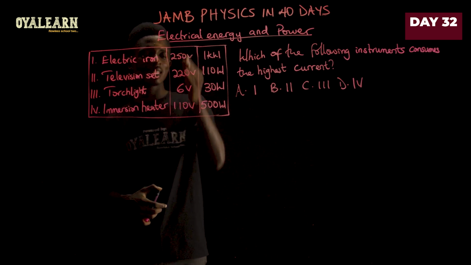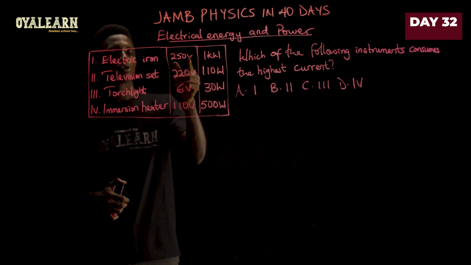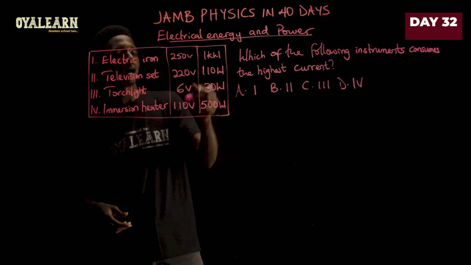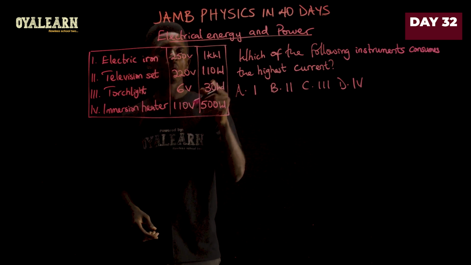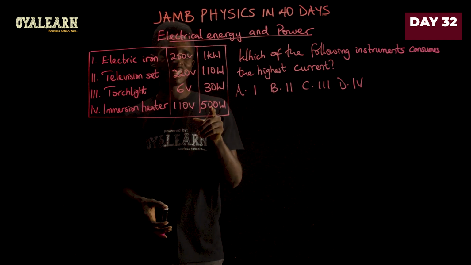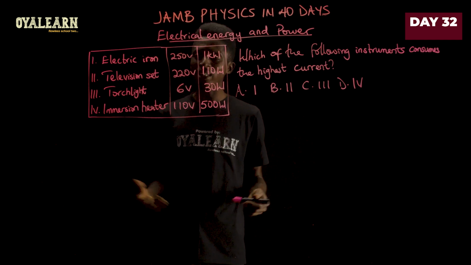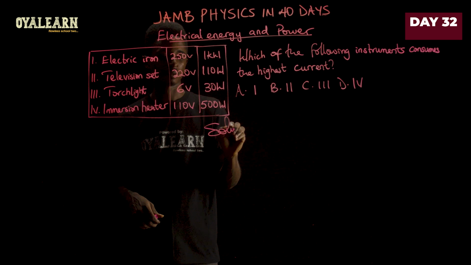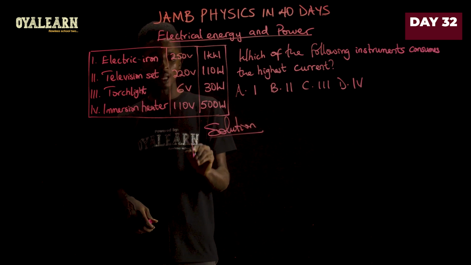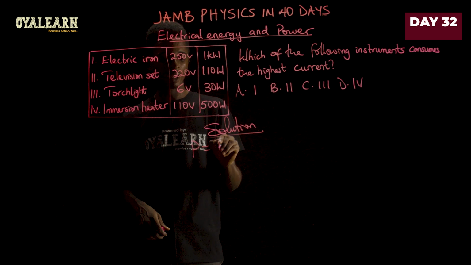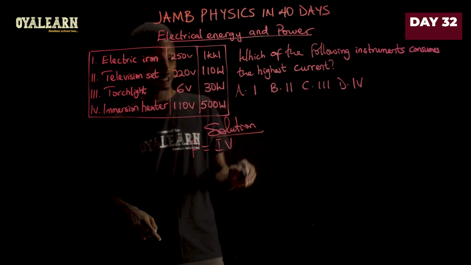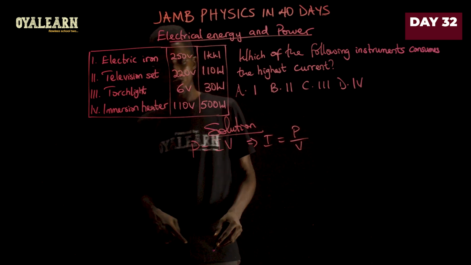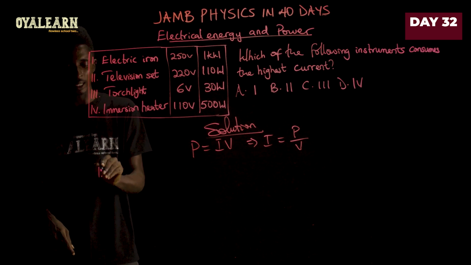And we can see the amount of voltage here: 250 volts, 220 volts, 6 volts, and 110 volts. And then the power is 1 kilowatt here, 110 watts, 30 watts, and then 500 watts. So let's find out which consumes the highest current. Now, you should know that power equals the product of current and voltage, which implies that the current is therefore power over voltage. So let's start for equipment 1.